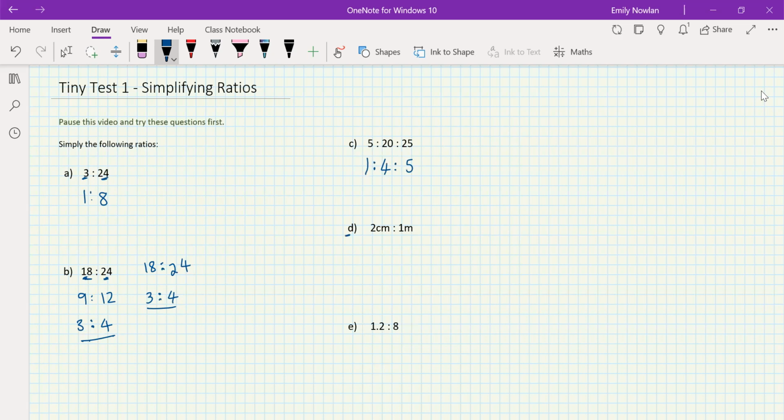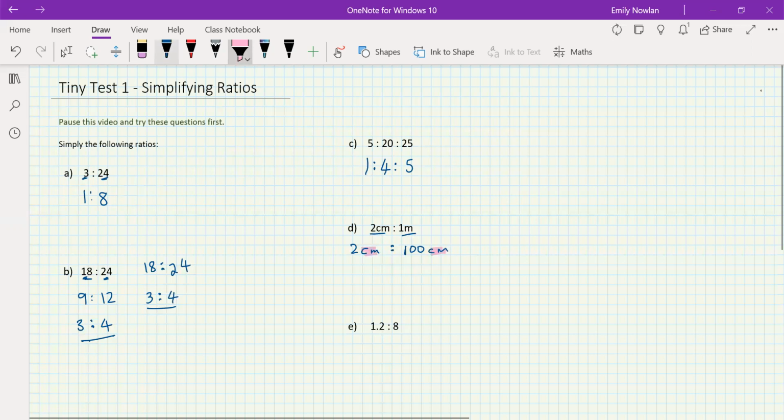Now, question D. Well, this one has different units. Ratios must have the same units. I need to rewrite this in the same units. I've got centimeters and meters. The easiest thing to change them both to is centimeters. So I'll leave this one as 2 centimeters to 1 meter. Now, how many centimeters in 1 meter? The clue is in the word centi, 100. So it's 100 centimeters.